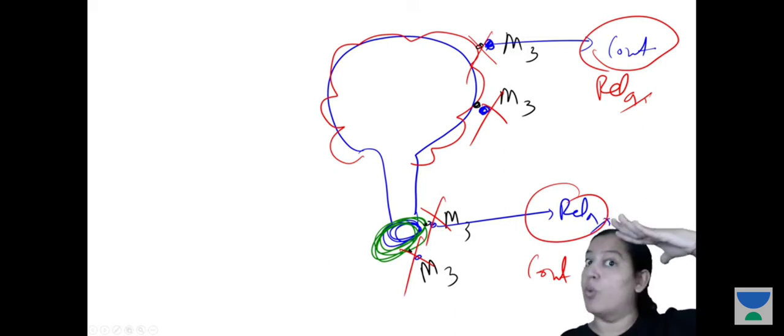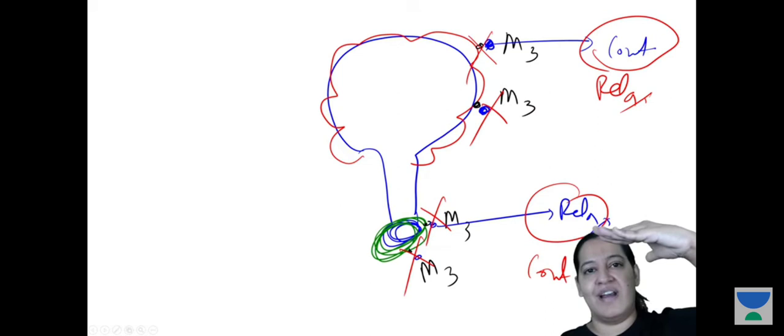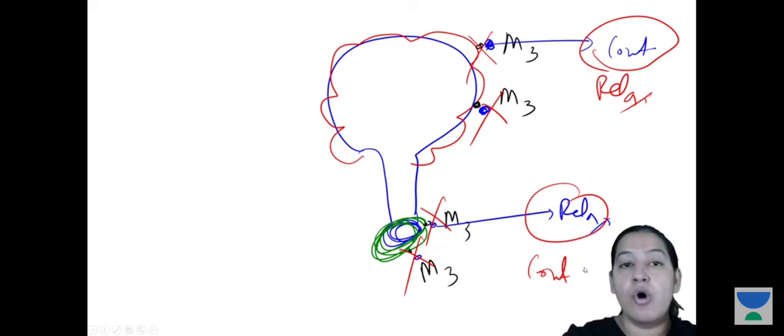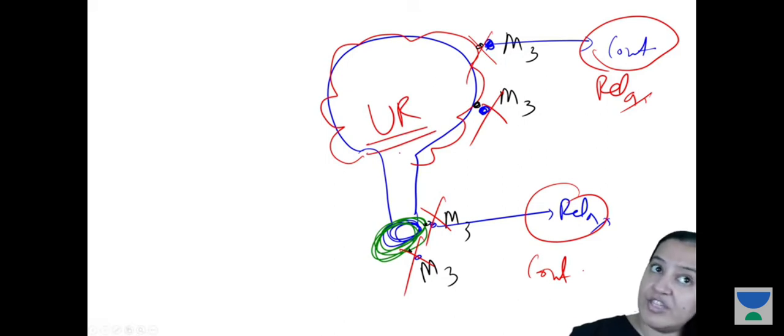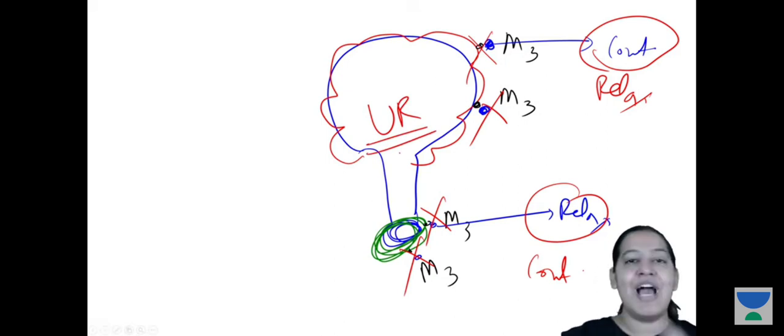I am saying it again: the detrusor is relaxed, the sphincter is contracted. Urine will not come out. So these drugs cause urinary retention. Now, urinary retention: you can take it either as a side effect or use it as a property.